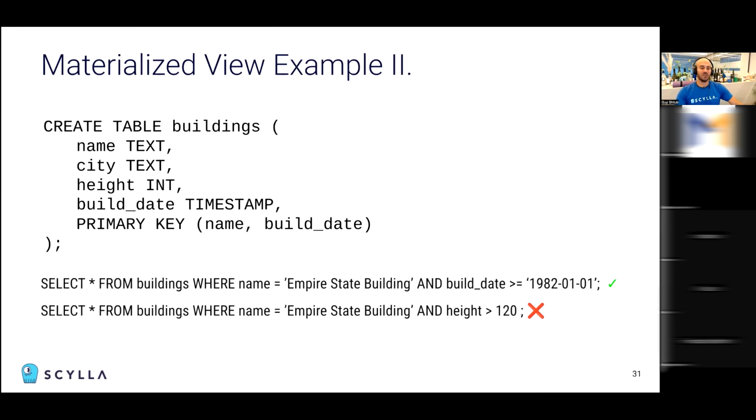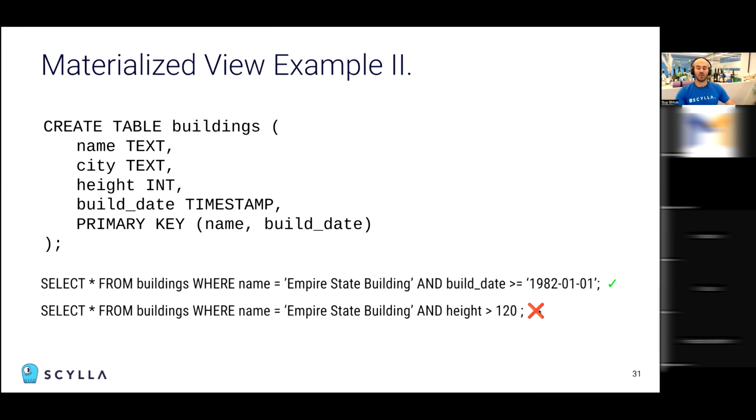Okay, let's look at another example. If we have a table called buildings, and this time our primary key has two columns, name is the partition key, and build date is the clustering key. If we do a select where we provide the partition key and the build date, which is the clustering key, then as expected, this would work. However, if we query according to the partition key name and the column height, which is not defined as the clustering key, this query would fail.